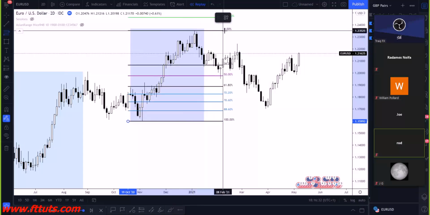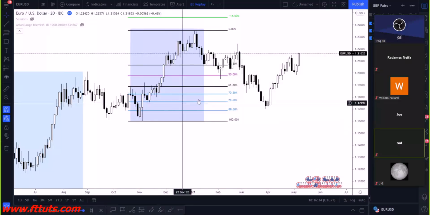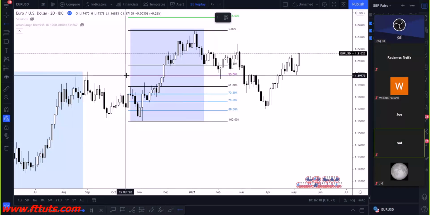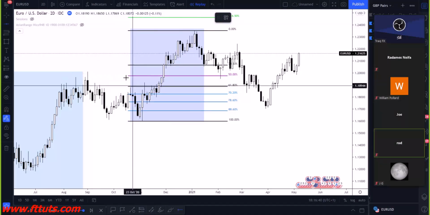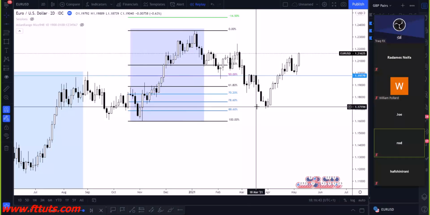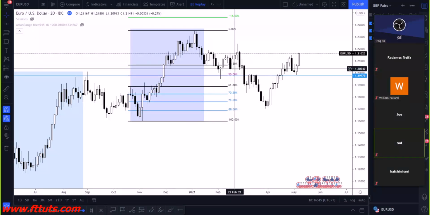and we measure this from the low to the high of the expansion, wherever the expansion finished and where it started. The 50% of it is called equilibrium. This means that buyers and sellers are equal. No one really has more power. Equilibrium is where we're not trying to enter.